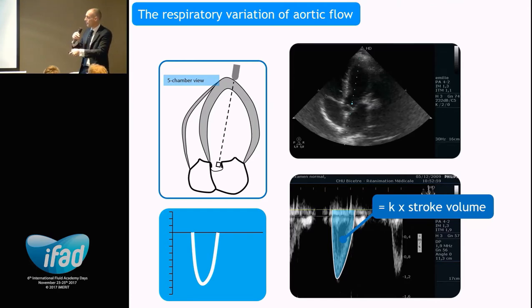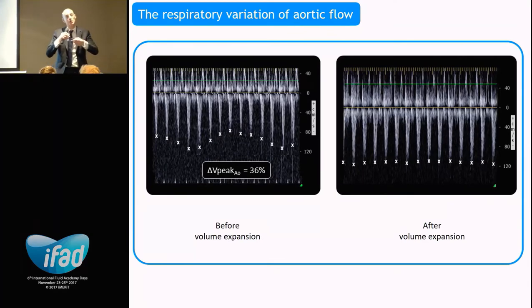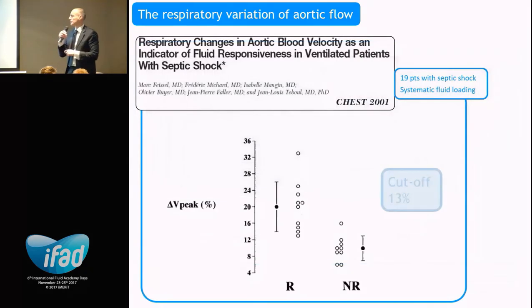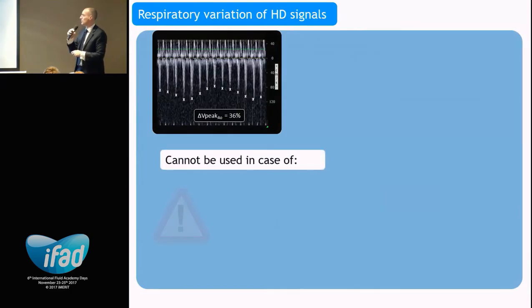For the Doppler assessment, you will trace the contour of this signal, and it will automatically display the VTI, proportional to stroke volume. And so to assess the respiratory variation of stroke volume, you just have to assess the cyclic changes in this signal, okay? It's been shown by not so many studies that it allows you to predict fluid responsiveness, and the threshold value is around 13%, not far from pulse pressure variation thresholds. Okay, this might be something we could use.